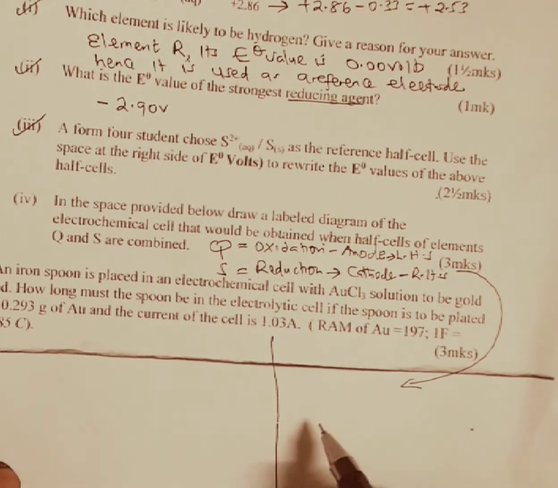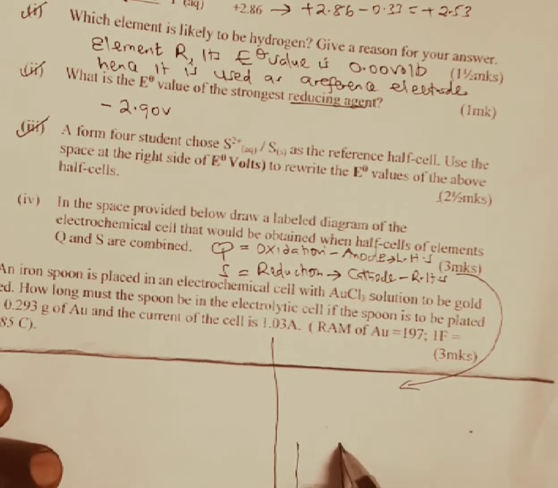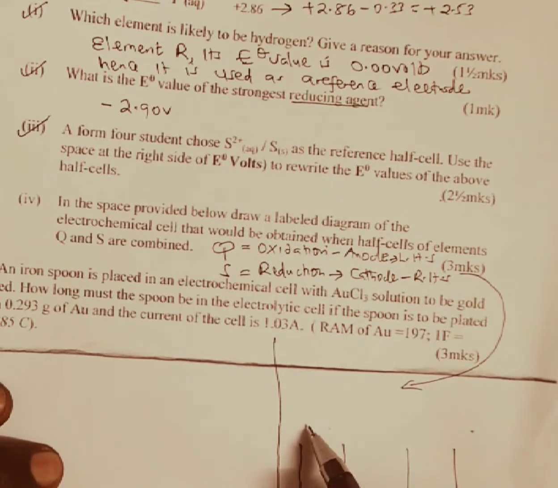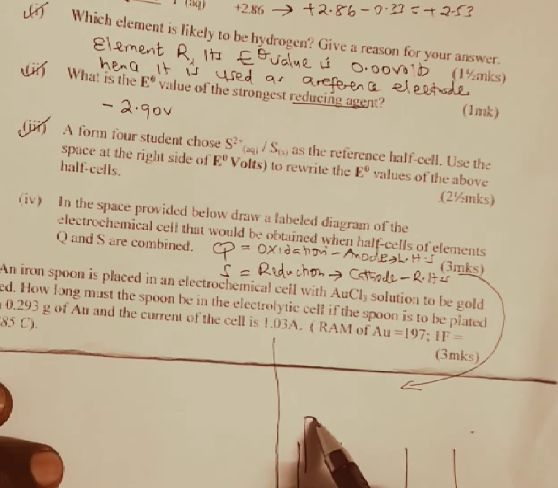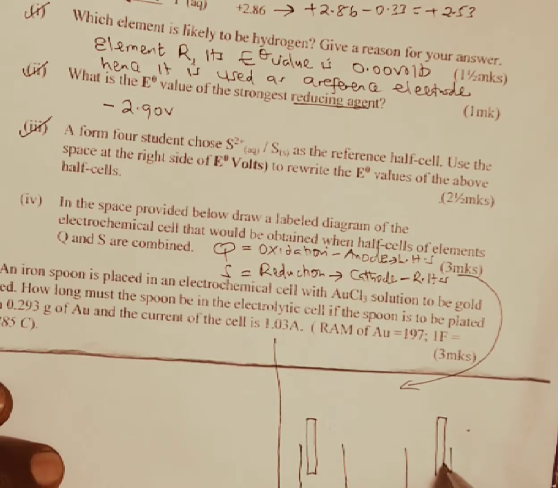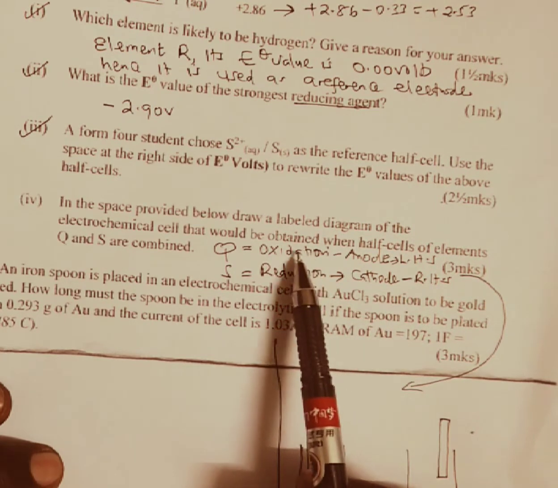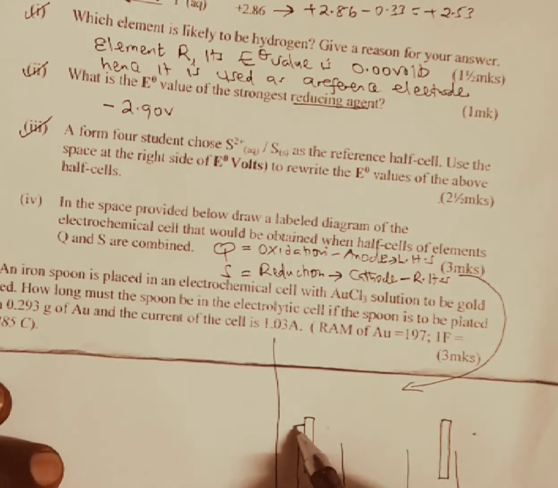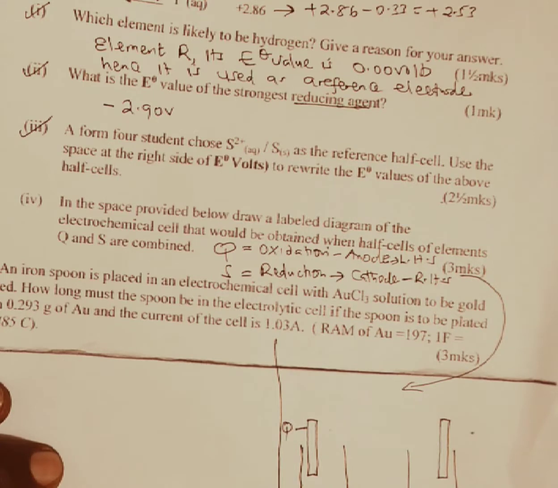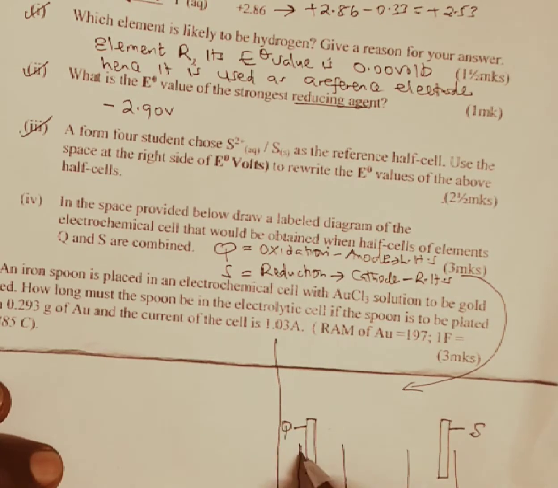So what we are going to do is draw the two half cells. These are the containers for the solutions. We have the electrode of this solution. We also have the other electrode in the other solution. But we have said the element that is undergoing oxidation is element Q, and therefore this is the anode, where we have electrode Q, and automatically this becomes electrode S. These are the solutions.